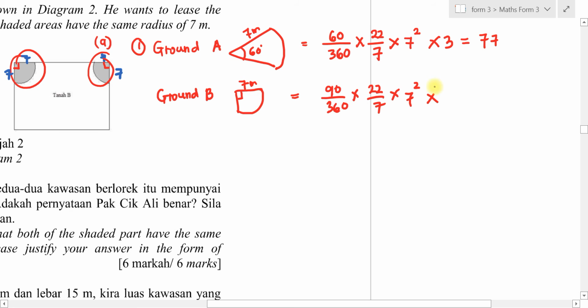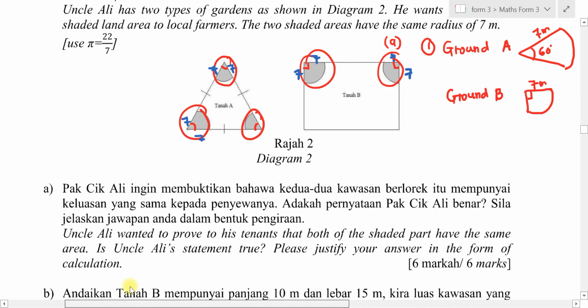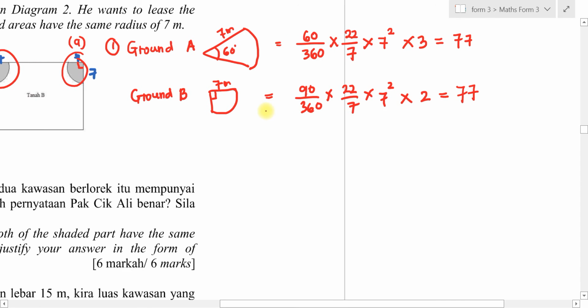Ada berapa tempat? 2 tempat, untuk ground B. Jadi berapa yang kita dapat? We try to calculate 90 times 22 times 7 square times 2 divided by 360 times 7. Also, we get 77. So, what Mr. Ali told was true. Is Uncle Ali's statement true? Answer that question.